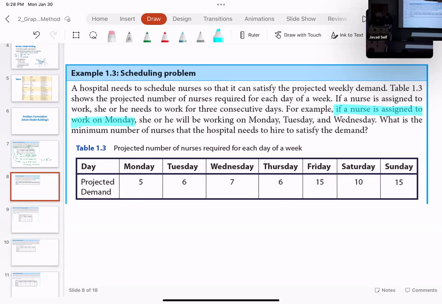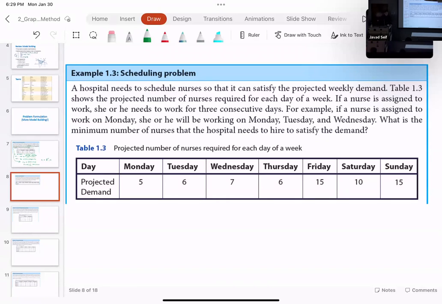to work on Monday, they will be working on Monday, Tuesday, and Wednesday. So 3 consecutive days. So if you hire them for Wednesday, they're going to work Wednesday, Thursday, Friday. Sunday, Monday, Tuesday, and so on. That's the only condition. And your objective function is what's the minimum number of nurses that the hospital needs to hire to satisfy demand?